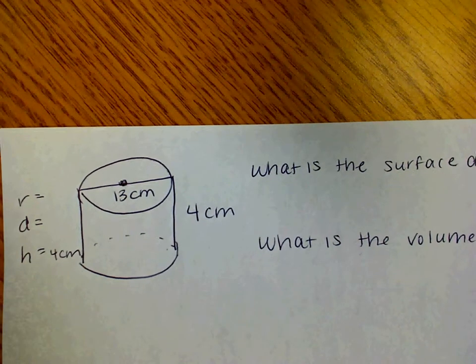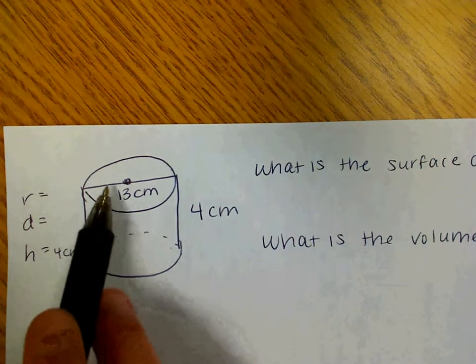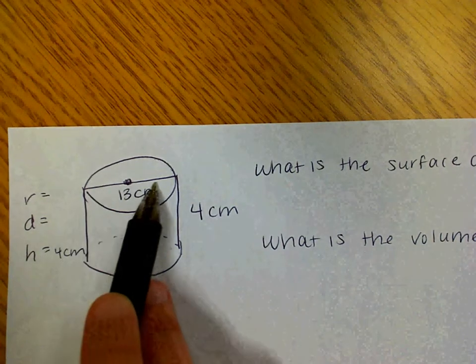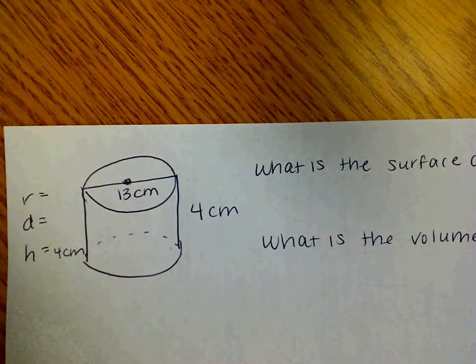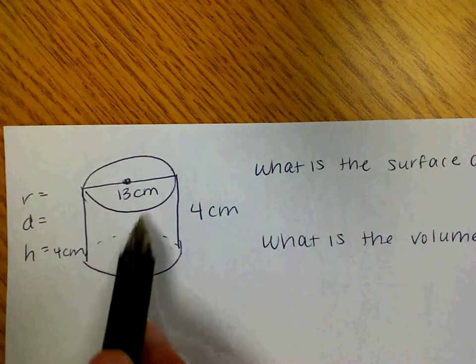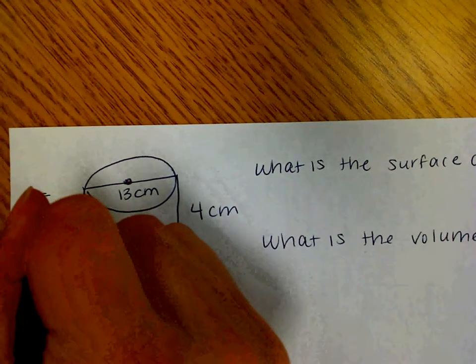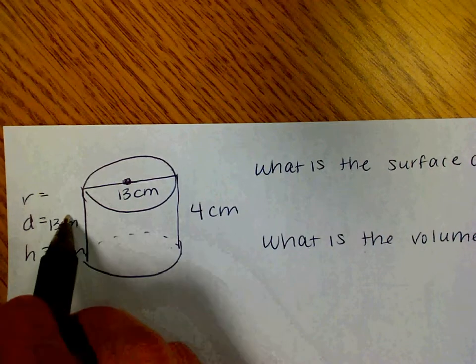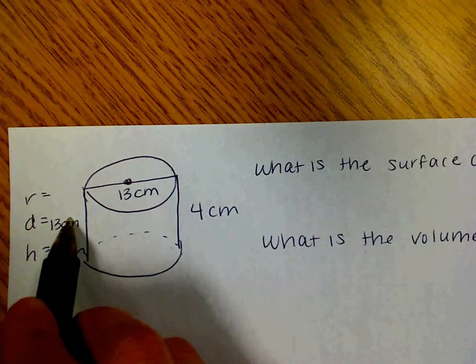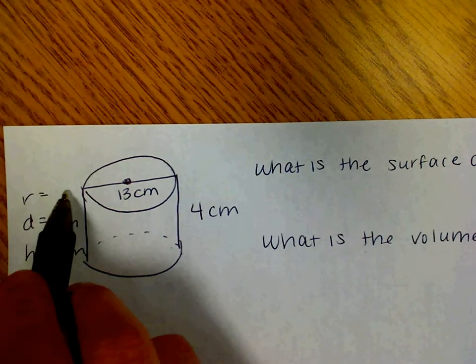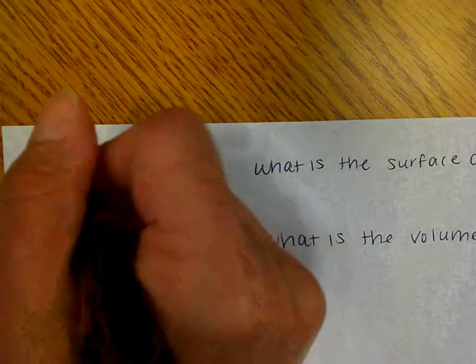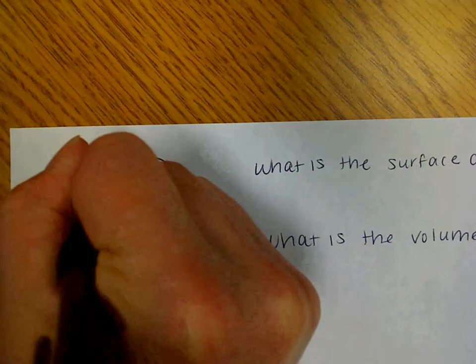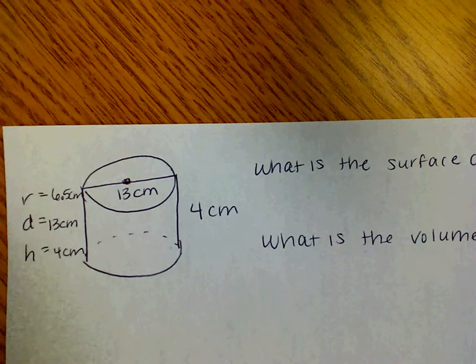The diameter and radius are a little bit trickier. As you look at my picture, you can see that this line extends all the way across the circle. That tells me that 13 centimeters is my diameter. Now my diameter is twice the radius, so if my diameter is 13, I can work backwards, cut it in half, and that will give me the radius. So my radius is 6.5 centimeters.